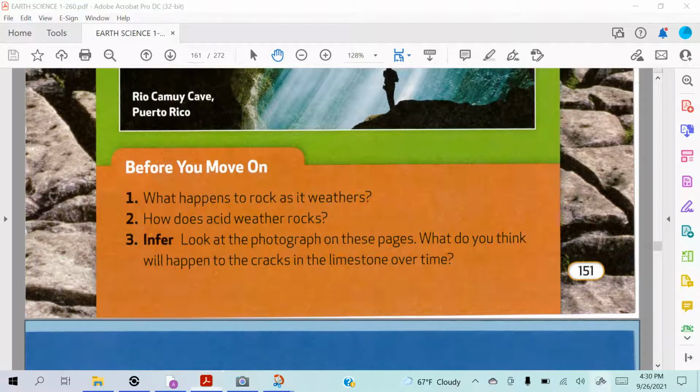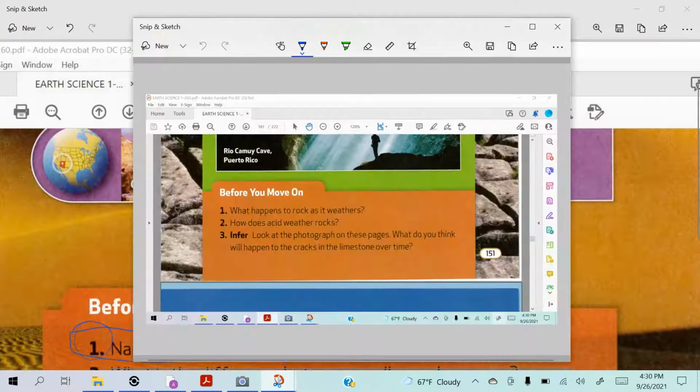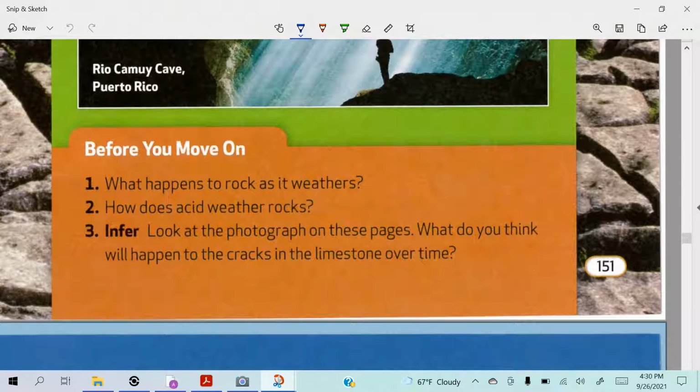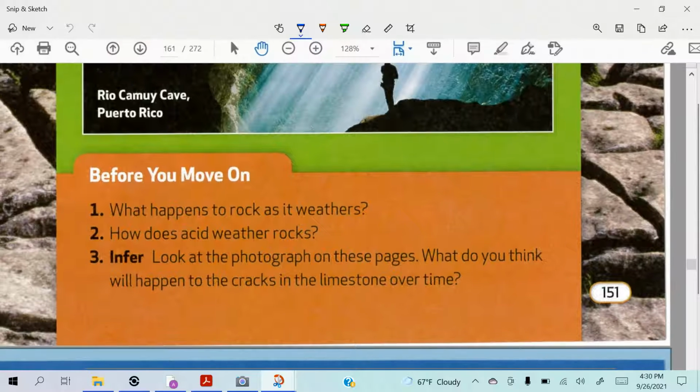Now, here we go. Which question am I going to have you answer for this one? Well, let's see. What happens to rock as it weathers? How does acid weather rocks? Or infer. Look at the photograph on these pages, right? What do you think will happen to the cracks in the limestone over time? Well, let's see. I'm going to have you do these two right here.